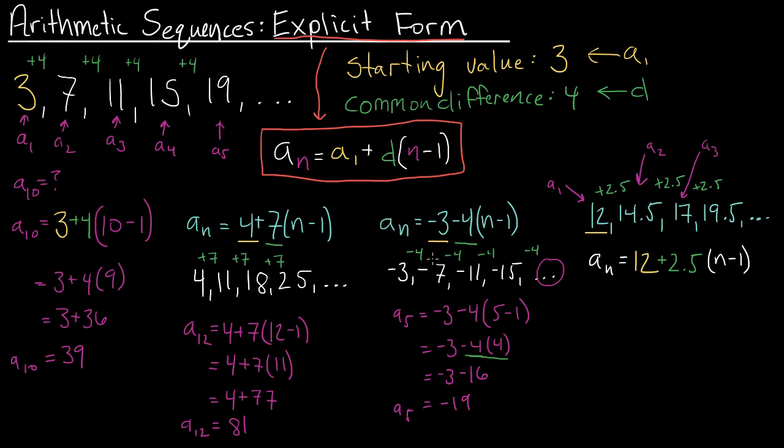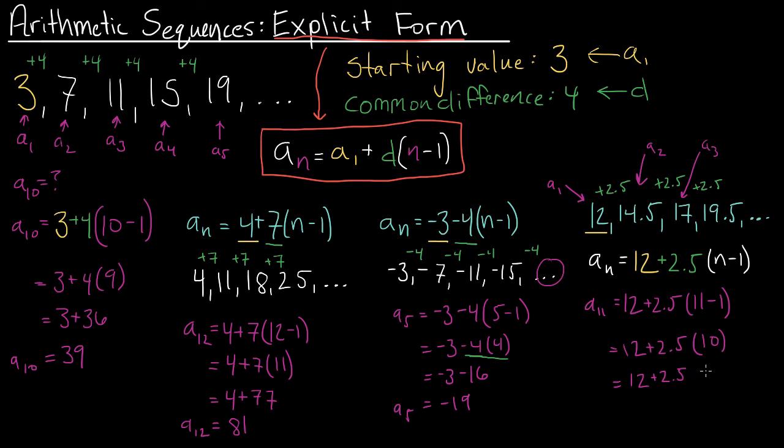Let's say I wanted to know what a sub 11 was equal to. I'm just going to copy this equation here, but I'm going to replace n with 11. So we have 12 plus 2.5 multiplied by 11 subtract 1. Remember, I'm just replacing n with 11 here. Then I simplify on the right-hand side. We have 12 plus 2.5, and then 11 subtract 1 is 10. And then I continue my simplification here.